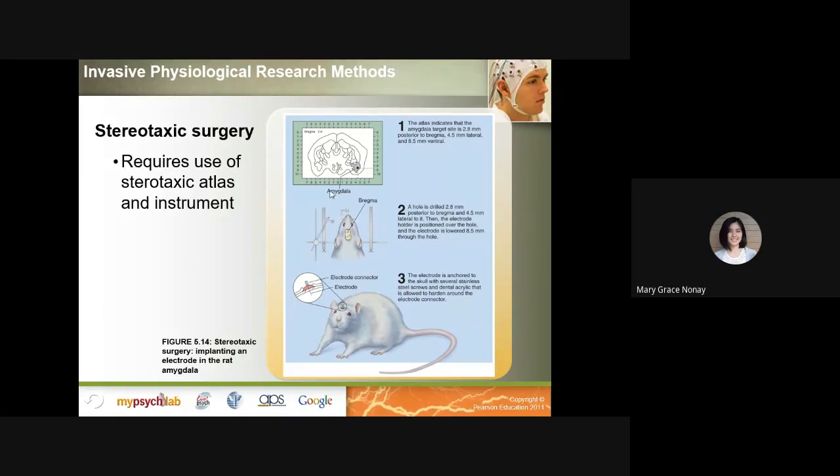Ayan. So there's really a need for the surgeon to know and to really memorize the different parts of the brain and the anatomical directions, kasi konting ano mo lang na hindi tama yung direction, there will be a lot of damages.